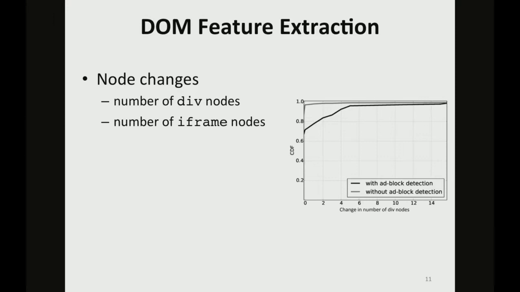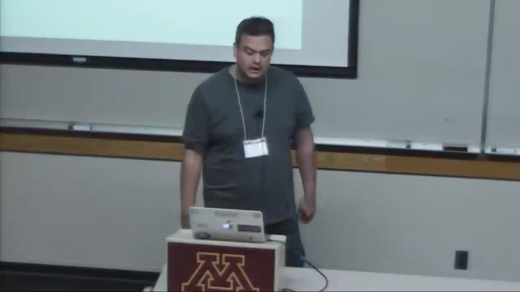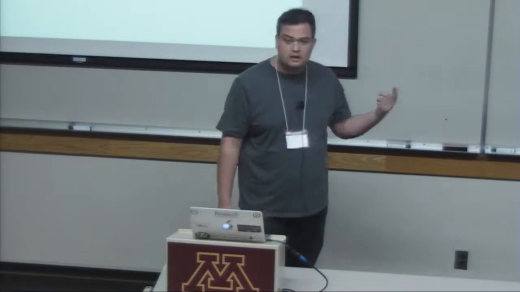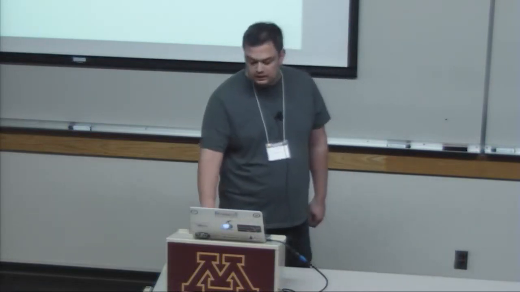And we looked at things like number of div nodes, number of iframe nodes. And the distribution here is showing you the change in number of div nodes. And what we note here is when anti-ad blockers operate, they actually inject some new nodes in HTML content of a page. For example, they introduce those divs, those notifications, which ask users to disable their ad blocker. And some of these features are fairly distinguishing and can be used for accurate classification.